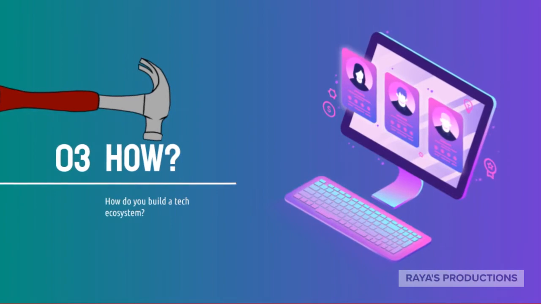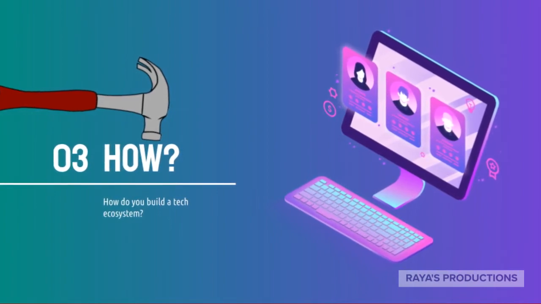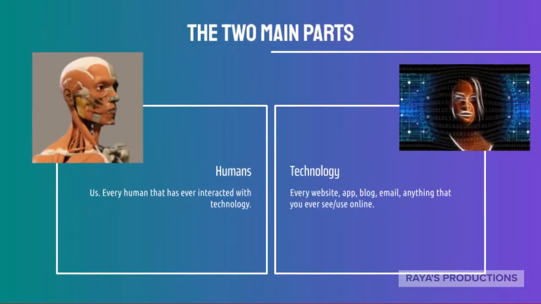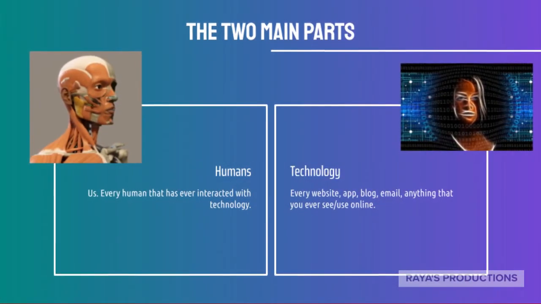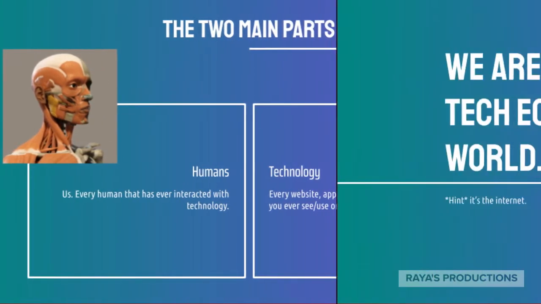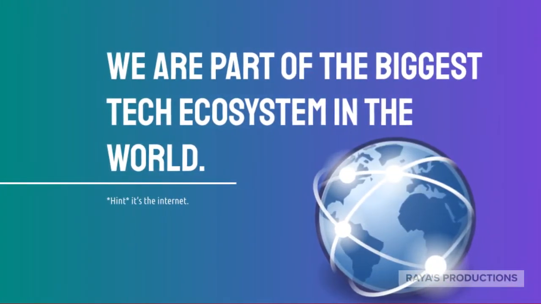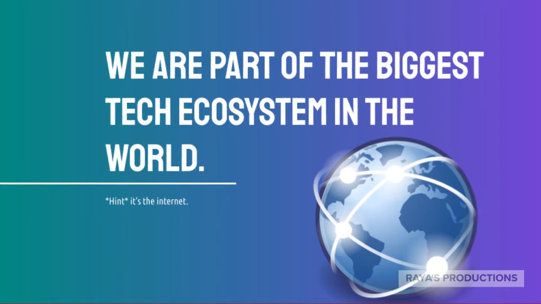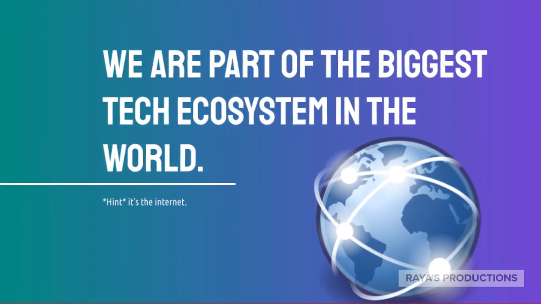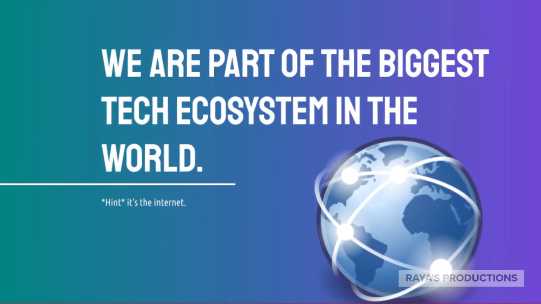Next, we get to the big question of how. How do you build a tech ecosystem? What are the components? Before we go any further, let's establish the two main parts of a tech ecosystem, humans and technology. I know it might sound shocking, but we are part of the biggest tech ecosystem in the world. It's the internet. We interact with it and use it for many parts of our life.